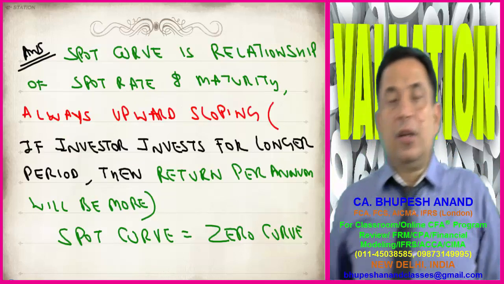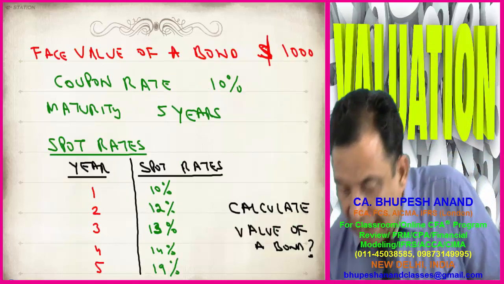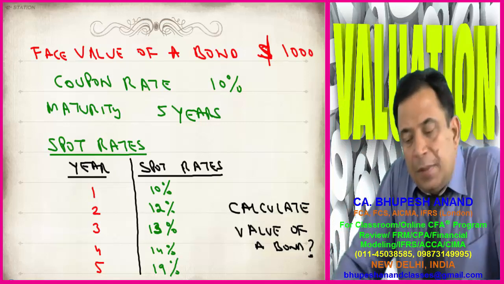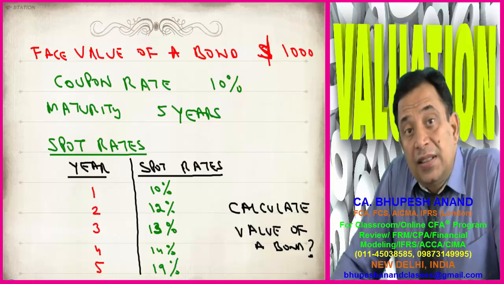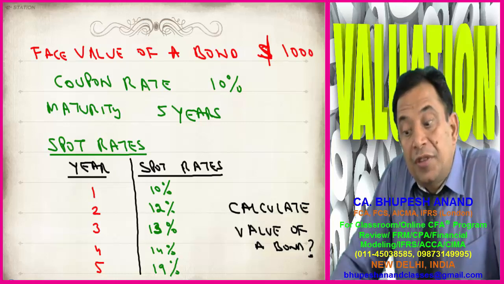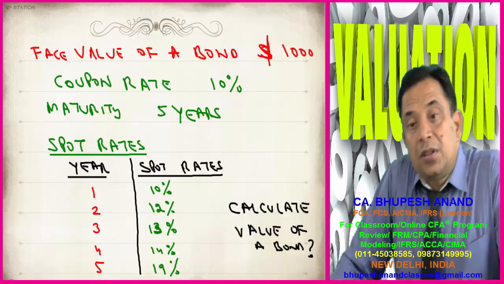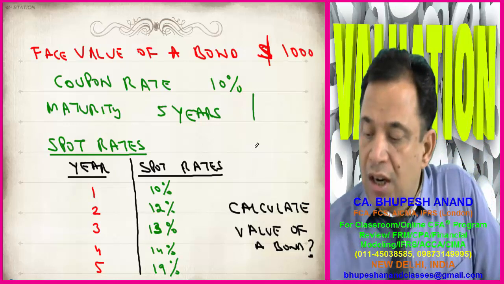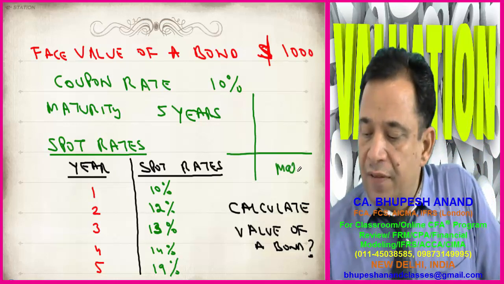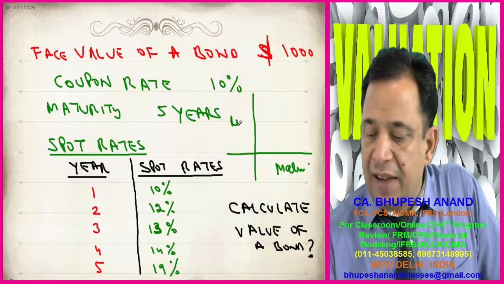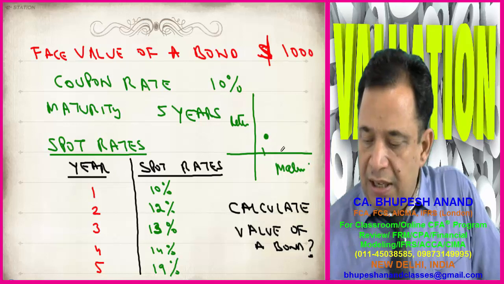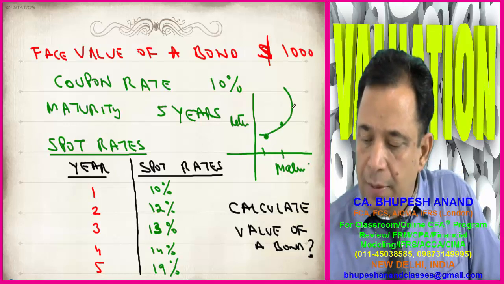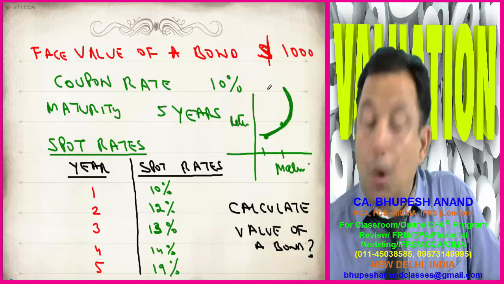Now, how to calculate the value of the bond? Just see, as the maturity increases, the rate of return is increasing. For example, in the fifth year the rate of return is 19% on average, and in the first year the rate of return is 10% on average. So if we want to draw a curve, on the x-axis I take maturity and on the y-axis we take return. First year 10%, second year this much. So there will be a curve. This will be named the spot rate curve.